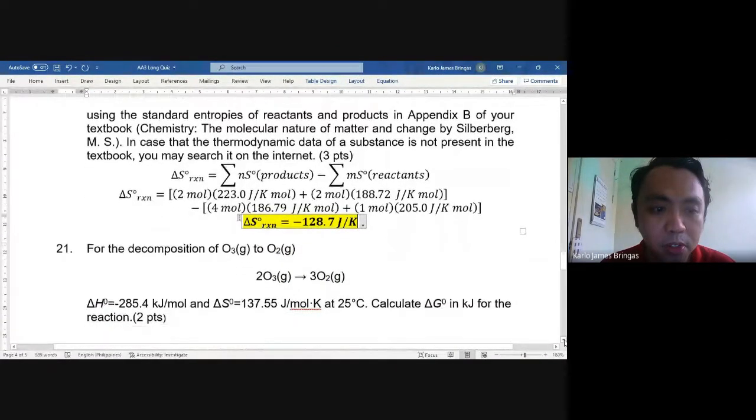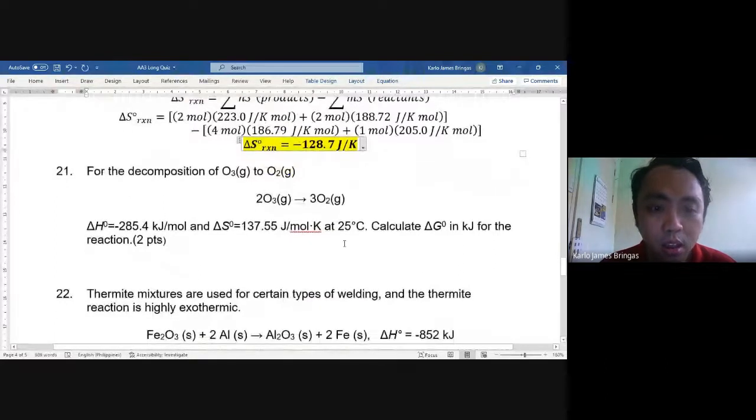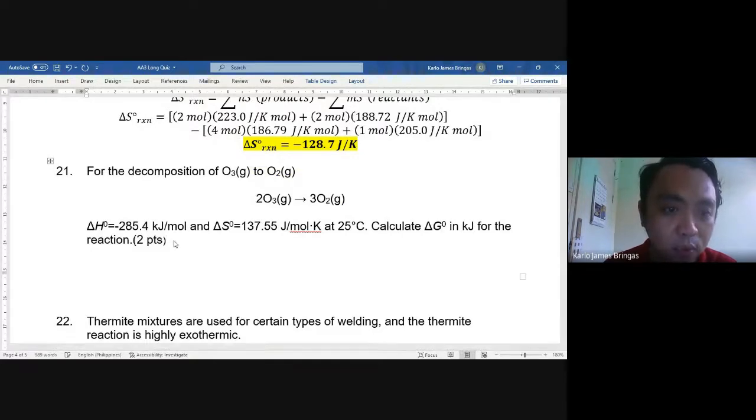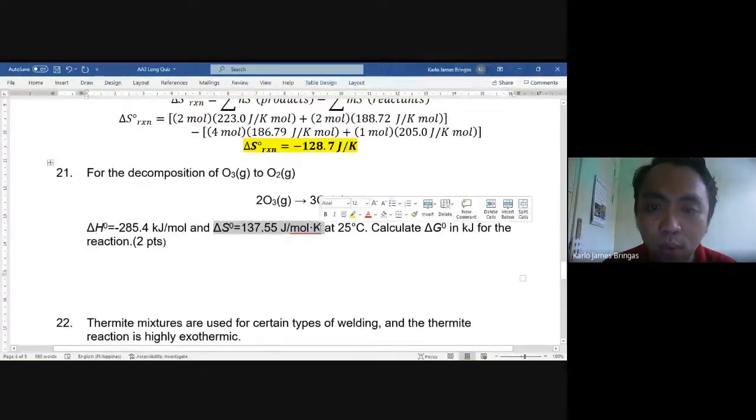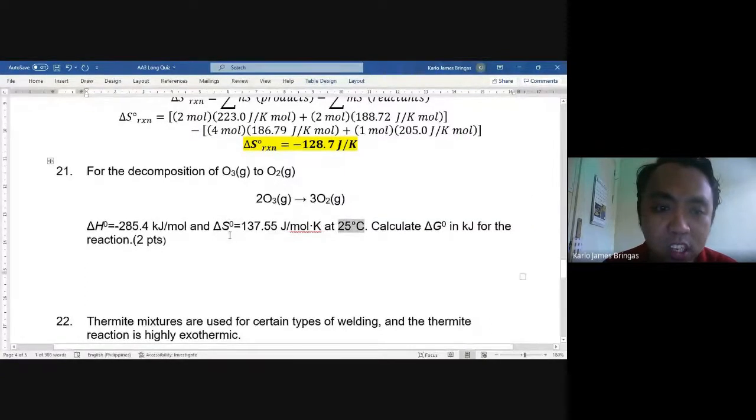So we have number 21. Last 3 questions na lamang. Let's just try to finish it so we don't have to meet later this afternoon. Number 21, we have the following information. We have the delta H value and the delta S also given at 25 degrees. So this is actually a very direct question lamang. All we need to do is just to use our definition for delta G.